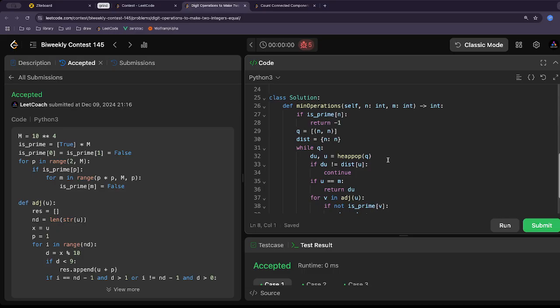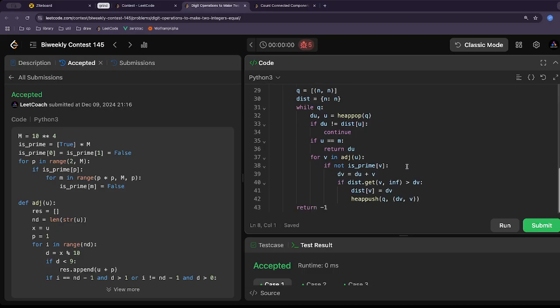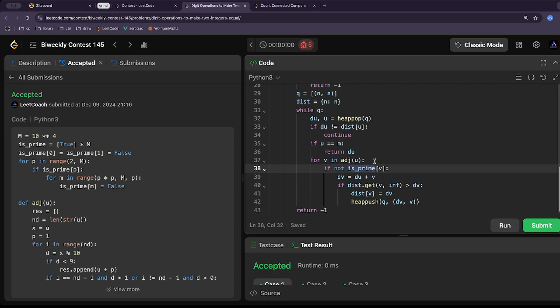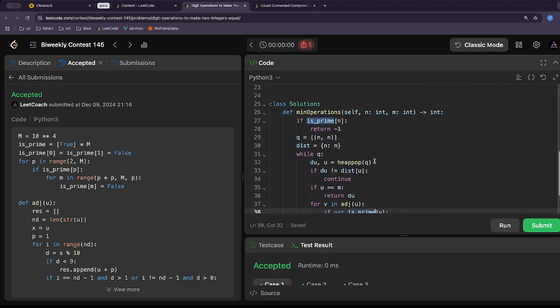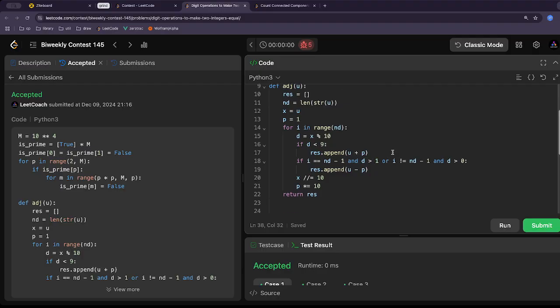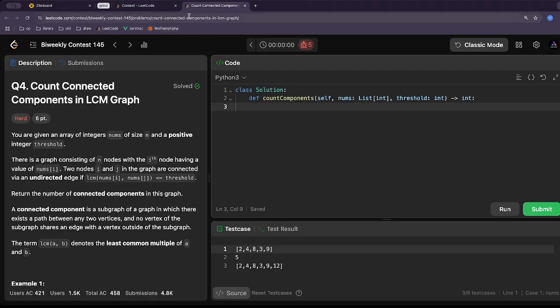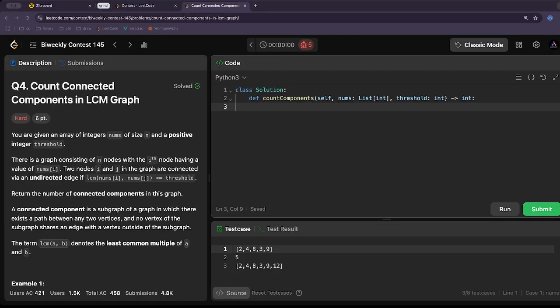In the case of Dijkstra, I mean, you could have a template, but usually there are things that depend on the way the graph is defined. So here we have this isPrime thing that only makes sense in this problem. So I mean, you can have a template, but you will usually have to modify it. You won't just copy paste it. All right, so let's move on to Q4. All right.